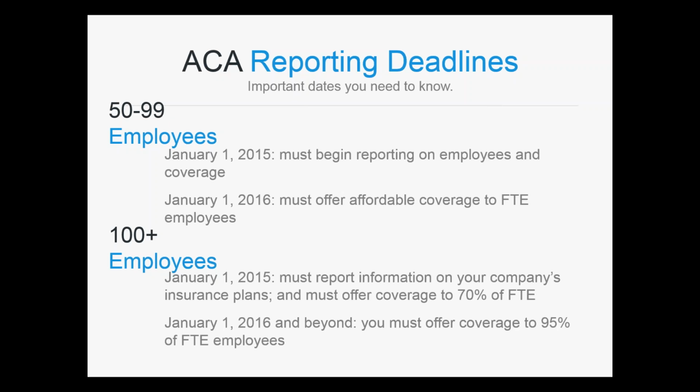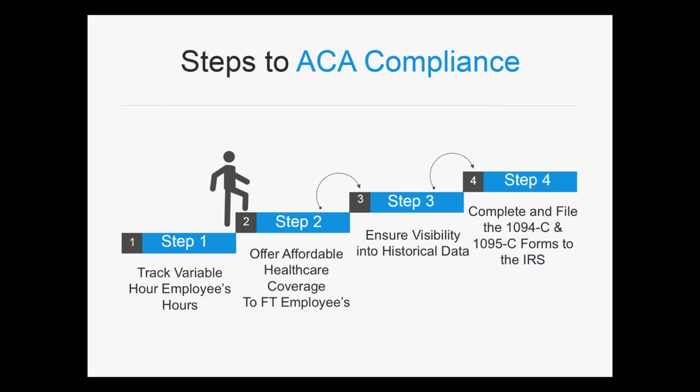Okay, so this next slide we're going to go on to is going to show you those four steps that are going to help you achieve ACA compliance. So step one is track variable hour employees, track their hours. While the ACA is ever so confusing and there's so many pieces to it, we've managed to bring it down to four steps to help you gain confidence in understanding what the Affordable Care Act is and how you can be compliant with it.